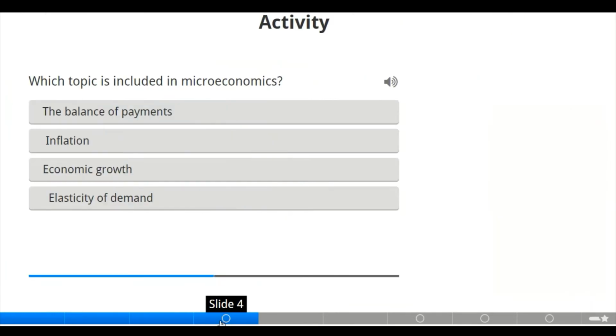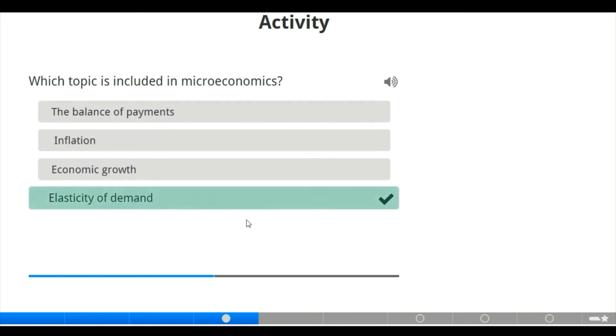Moving to the next slide, where we have an activity. Which topic is included in microeconomics? This question is nice. I think it came from your past questions. According to our definition, micro deals with individuals, and it also includes demand and supply of individuals. Now we have a lot of options here: balance of payments, inflation, economic goods, and elasticity of demand. Of course, elasticity of demand is the correct answer.